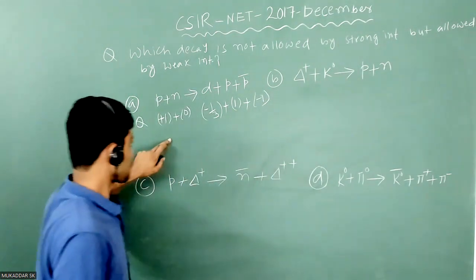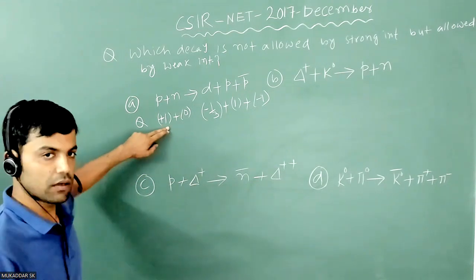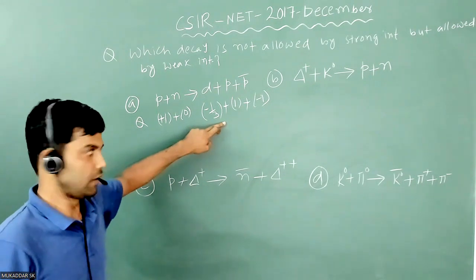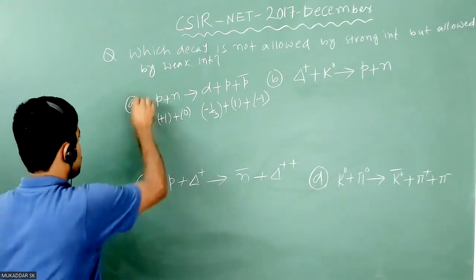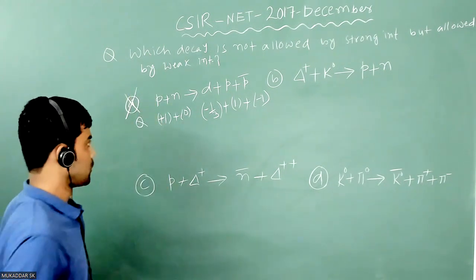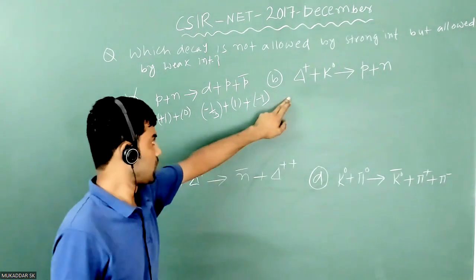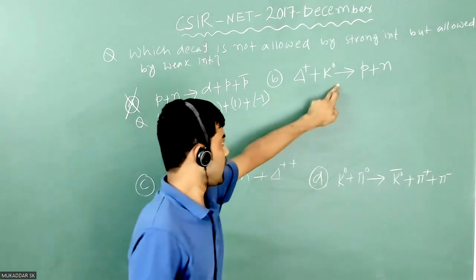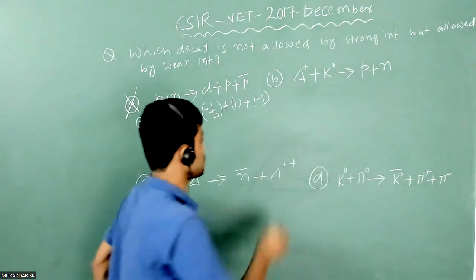So you see, charge is not conserved because on the left hand side you have +1, but on the right hand side you have -1/3. Right, so charge is not conserved, that's why this decay is not allowed. So it is not allowed by any interaction. Okay, now we'll check decay B, that is delta plus K0 decays to P plus N.